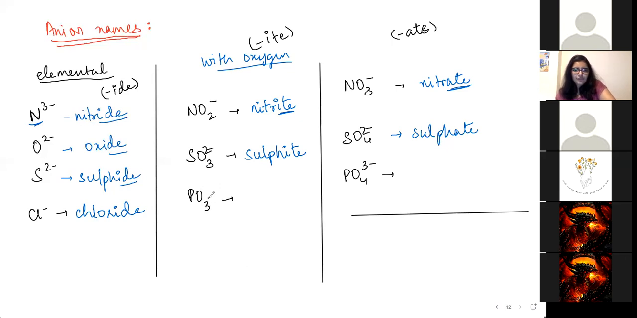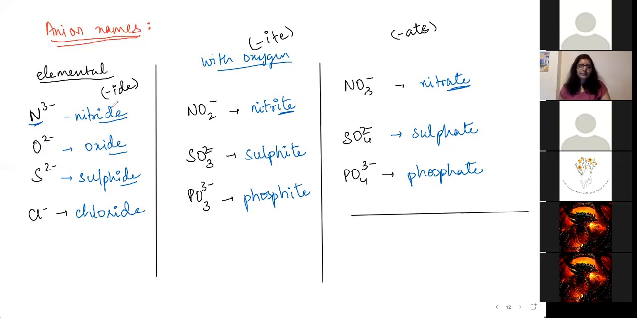So what is PO3 3 minus? Phosphide? Phosphite. So phosphorus, say phos, and because it's O3, like 3 oxygens, it's phosphite. And this will be phosphate. Okay. So you still have to remember it, but no more nitrogen oxide confusion.